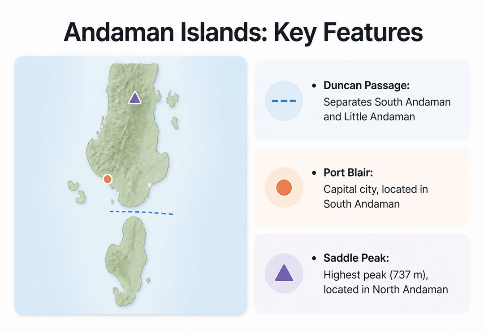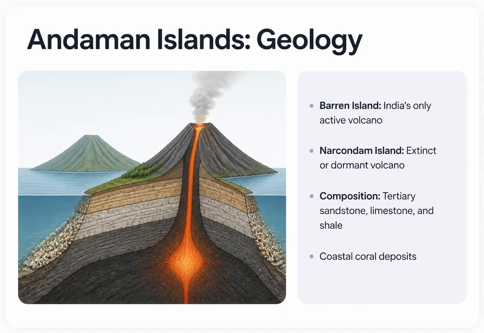If you are looking for the highest elevation in the entire archipelago, you will find it at Saddle Peak, which rises to 737 meters in North Andaman. The Andaman Islands are home to India's only active volcano, located on Barren Island. Nearby, Narcondam Island features a volcano that is currently considered extinct or dormant. Beyond the volcanic rock, the islands are primarily composed of tertiary sandstone, limestone, and shale, with beautiful coral deposits lining the coastal areas.